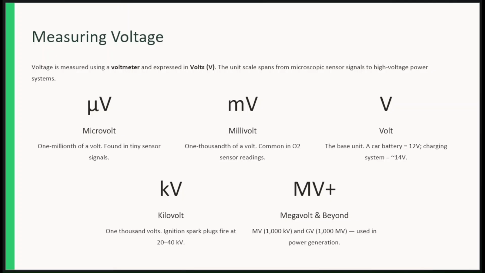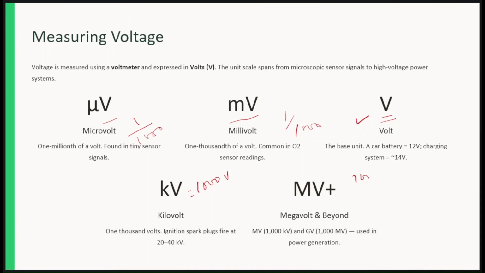Now let us understand what are all the measuring units we are using for voltage. The basic unit is volt, denoted by symbol V. Smaller units are there: millivolt, denoted by mV, which is 1 by 1000 of a volt, and microvolt, μV, which is 1 by 1000 of a millivolt. There are larger units to measure. 1000 volts is equal to 1 kilovolt.